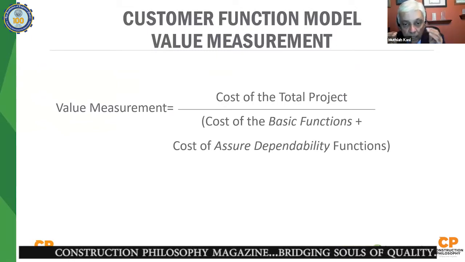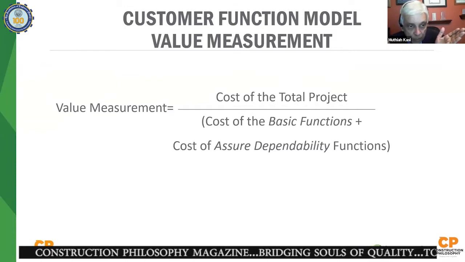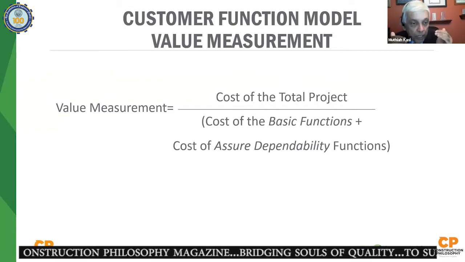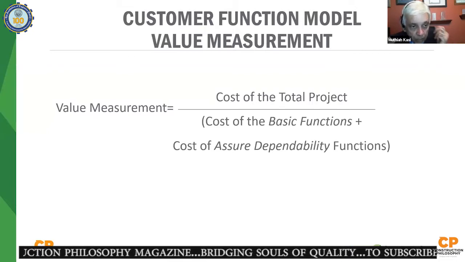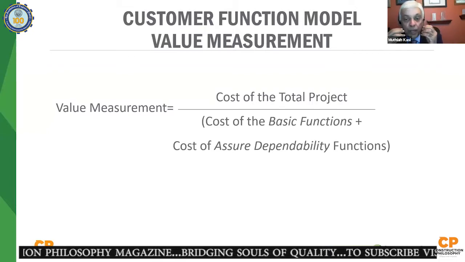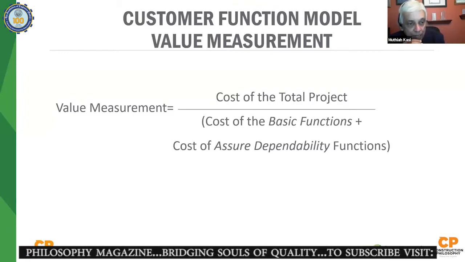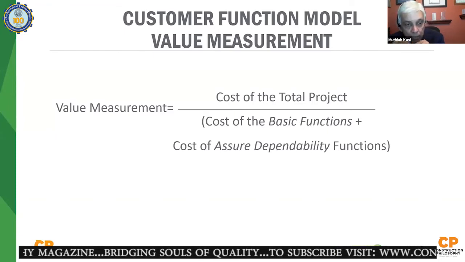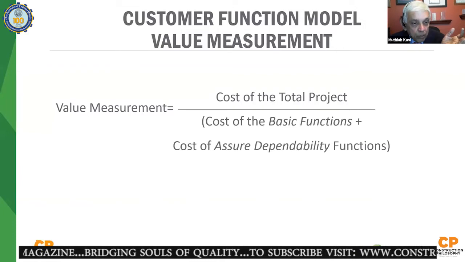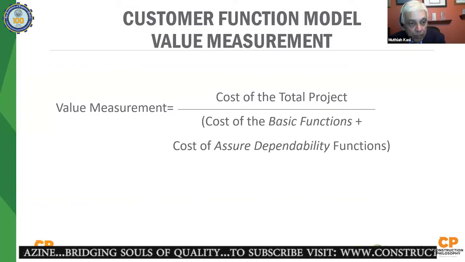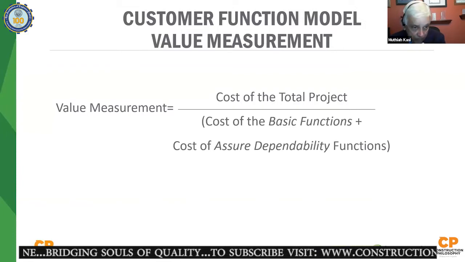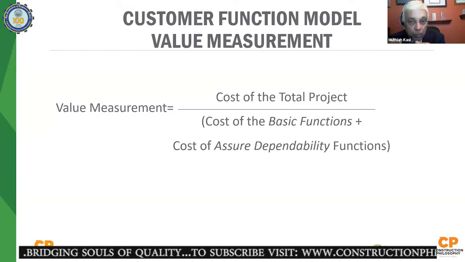Let us say that the cost of the project is 100%, basic and dependability, let us say 50%. So the ratio would be 2. Now, normally, if you spend all the money on basic and dependability, nothing on convenience, everything else, it'll be a 1, because the total would be spent on that. Now, if I have a museum, that value measurement could be 3, 4, 5. So it kind of shows you where you are. This is on the customer model.